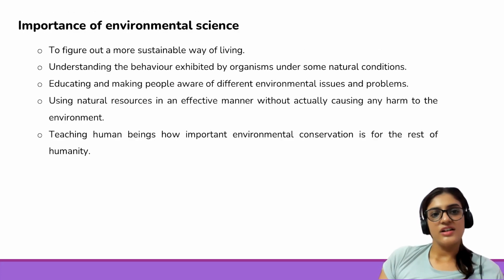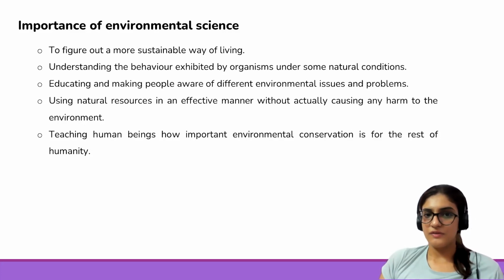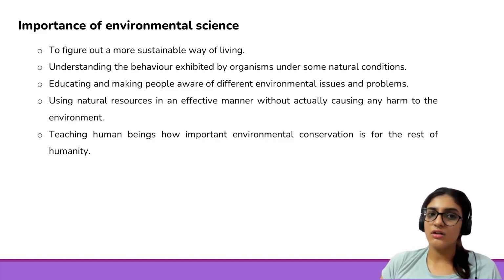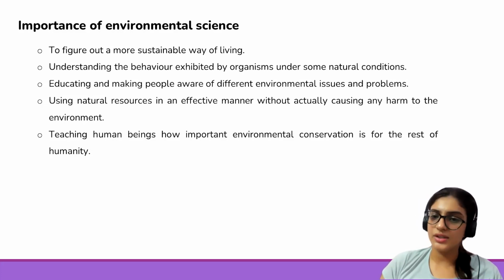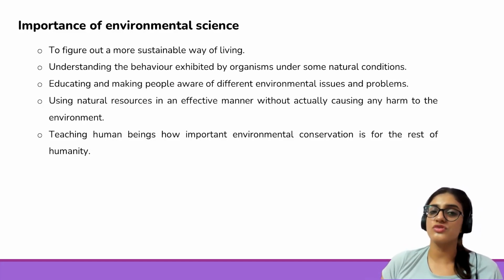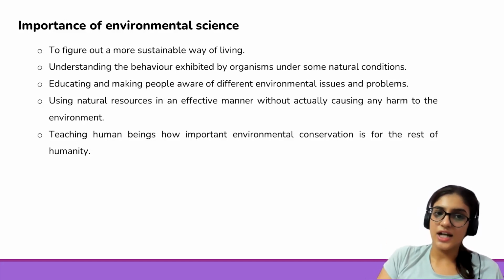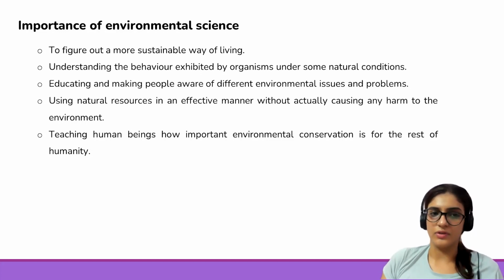Okay, what is the importance of environmental science? For us to figure out a more sustainable way of living. What do you mean by sustainable way? Sustainable way means in a way that we can leave something for the future generation also, and also we're not harming the environment while we are doing that. Okay, so in a way that the environment is not harmed and we can also leave something for our future generations. That way is called sustainable way of living.